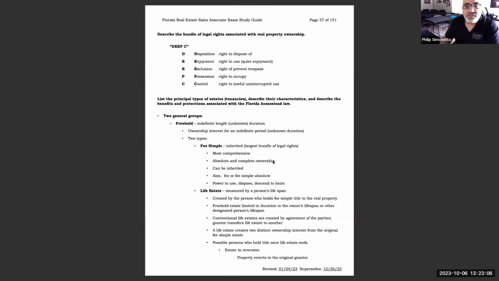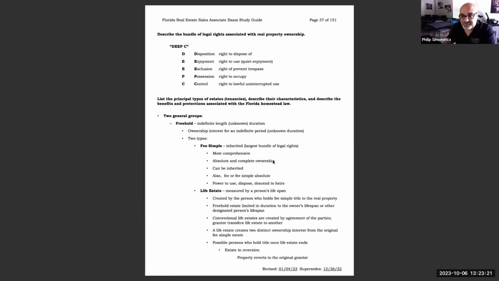Now let's talk a little bit about describing the bundle of legal rights associated with real property ownership. So let's talk about the legal bundle of rights.